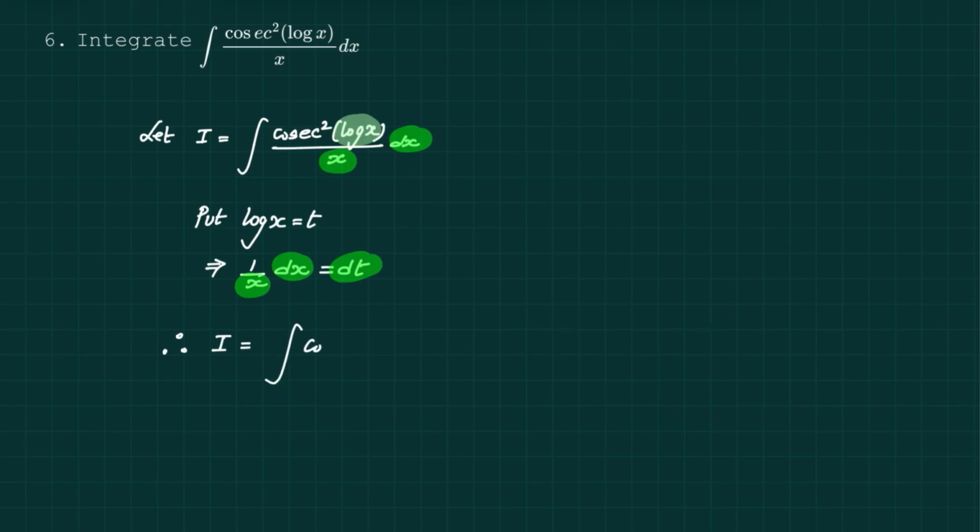integration of cos x square, so log x is t, that is cos x square t, and dx over x is dt from this equation. So here I will simply write dt. So now the integral became simple. We know that integration of cos x square x dx is minus cot x, so here it will be minus cot t plus c. Putting back the value of t, then we will have minus cot of log of x plus c.